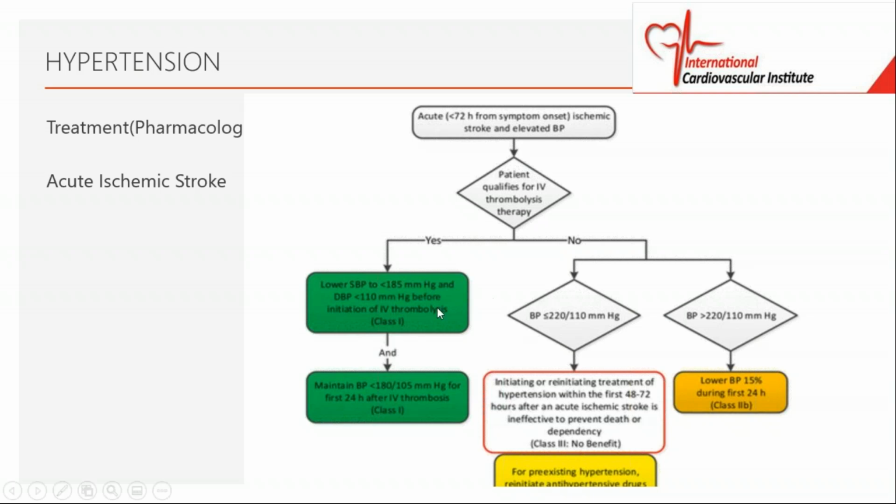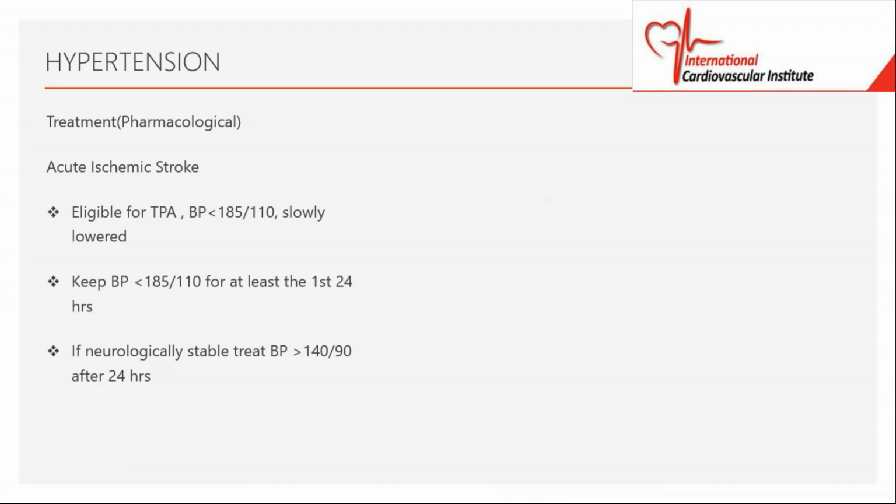And again, people doing the exam, the number they want is 185/110. You have to get the blood pressure below that number. All right. So again, if the patient is eligible for TPA, that's the clot busting medicine, you have to get the blood pressure below 185/110. Slowly lower it. You have to keep that blood pressure below 185/110 for at least 24 hours. And then if the patient is stable from a neurological standpoint, you can treat blood pressures above 140/90.